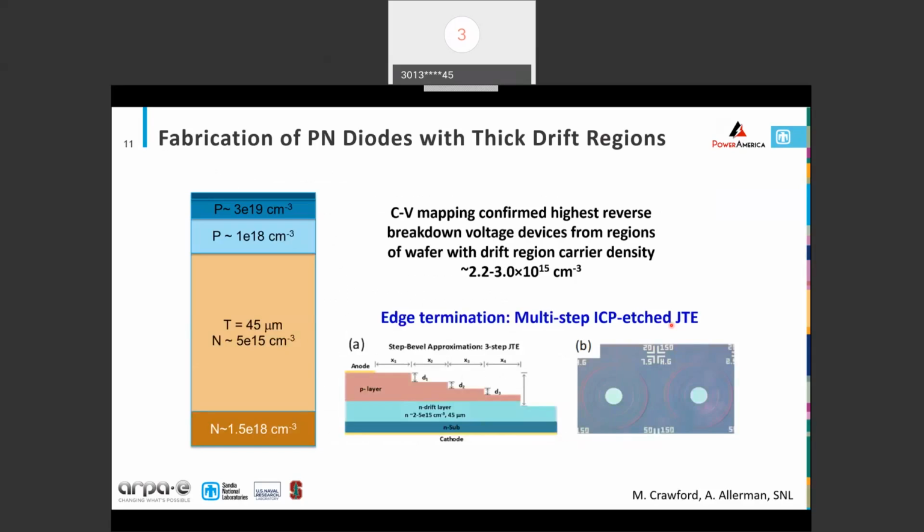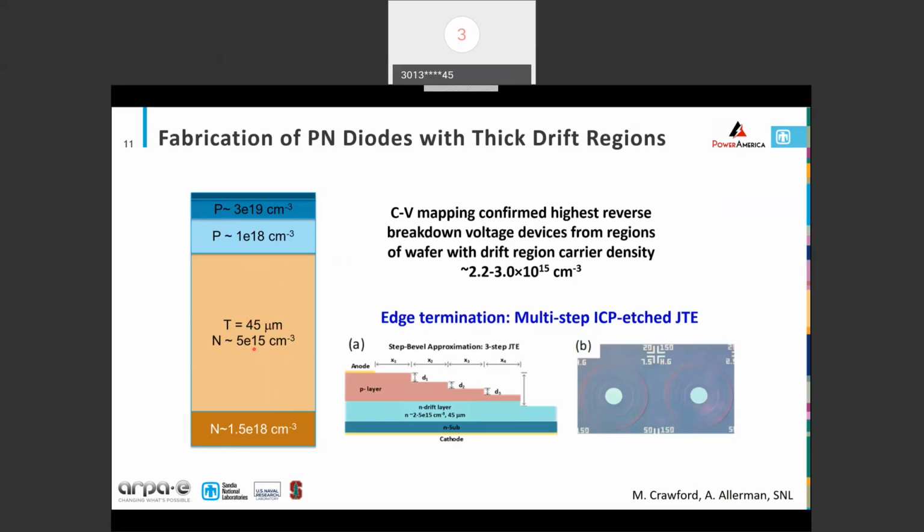So this slide just shows an overview of what we're thinking about for these very high voltage diodes. On the left is the schematic of the structure. This is the substrate. Again, this is quite thick, not to scale. The key thing here is this lighter colored region. This is the N-type drift region. And you can see this is pretty thick, 45 microns, for GaN. That's a pretty thick layer, and doping target mid 10 to the 15 per centimeter cubed.